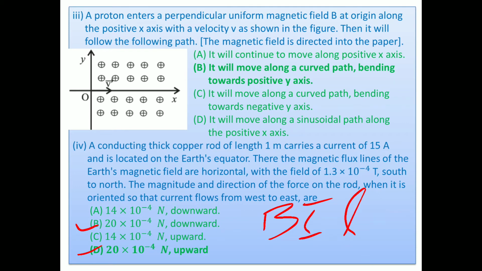But according to the right hand rule we discussed, in which direction is it? Not into the paper, but outward from the paper, or outward from your mobile. Then the answer is 20 into 10 raised to minus 4 Newton, and the direction is towards you, which means upward. This is your answer. It is based on the right hand rule.